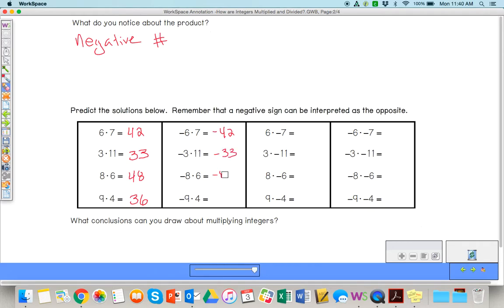Oops, that's not what I wanted to write. Negative 48 and negative 36. This column is exactly the same also. It doesn't matter which number is negative, as long as one number is negative and one number is positive, your answer is going to be negative.